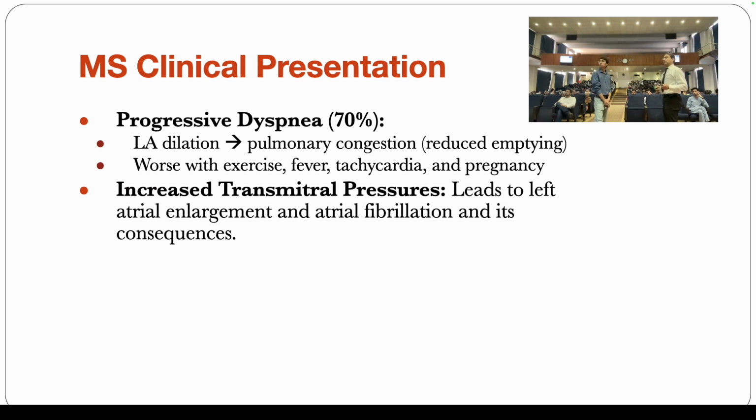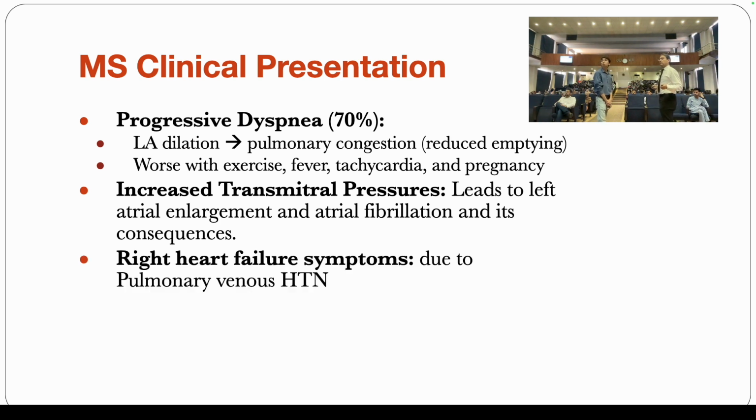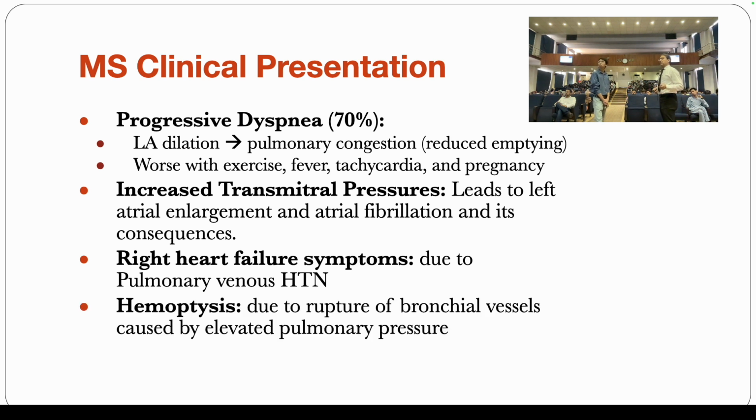Increased transmitral pressure leads to left atrial enlargement, atrial fibrillation, and its consequences. What are the consequences of atrial fibrillation? There will be clot formation inside. Right heart failure symptoms come due to pulmonary venous hypertension. Patients may have hemoptysis because of rupture of bronchial vessels due to the elevated pulmonary pressures. So some of the patients may present with hemoptysis.